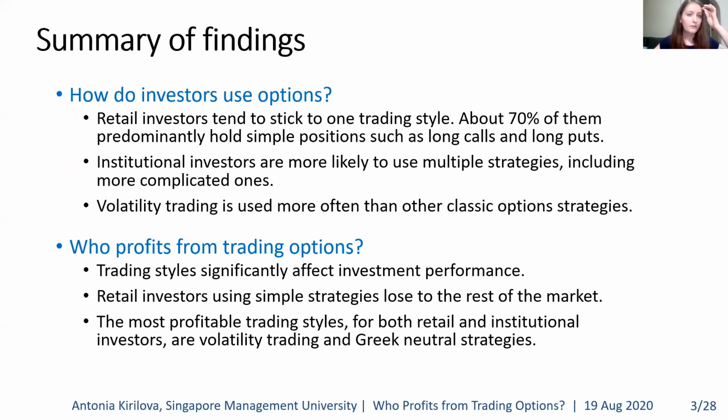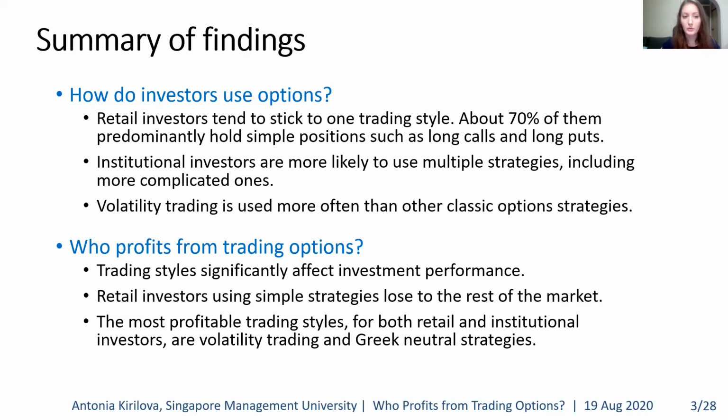So here is a summary of our findings. We find that retail investors tend to stick to one trading style. About 70% of them predominantly hold simple positions like long calls and long puts. So in other words, retail traders trade options like stocks. In contrast, institutional investors are more likely to use multiple strategies, including more complicated ones. And if we look at the classic option strategies that are usually listed in derivatives textbooks, then out of those, we see that volatility trading is used more often than the others.